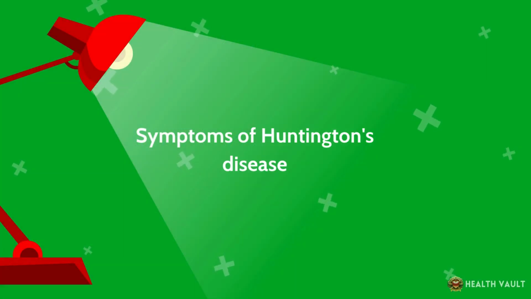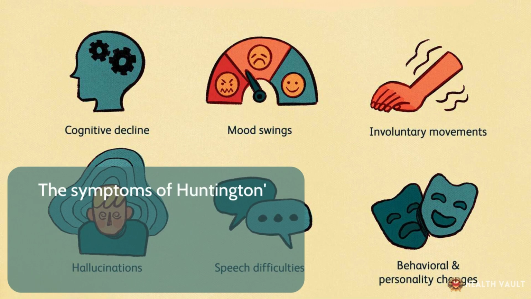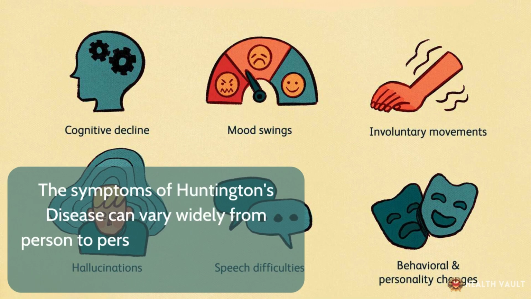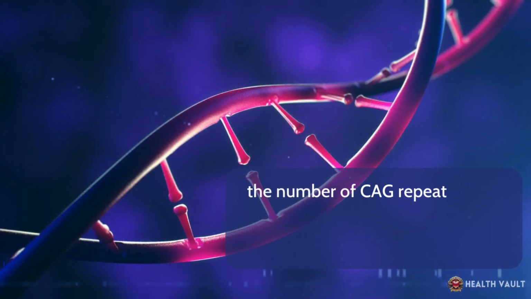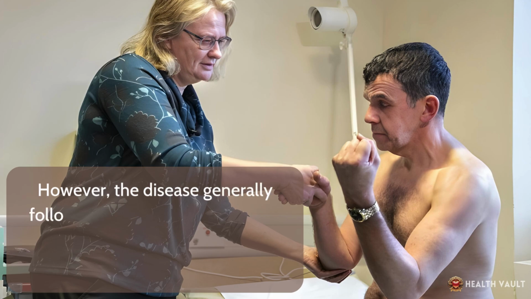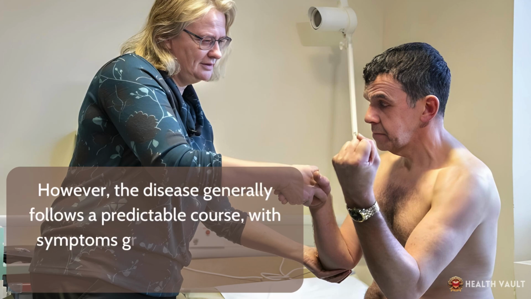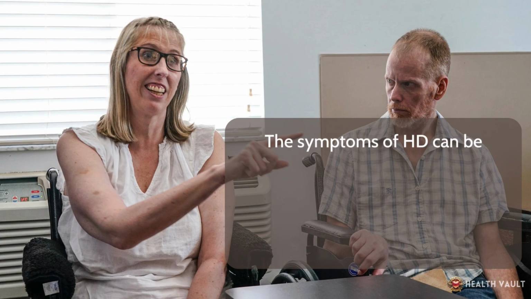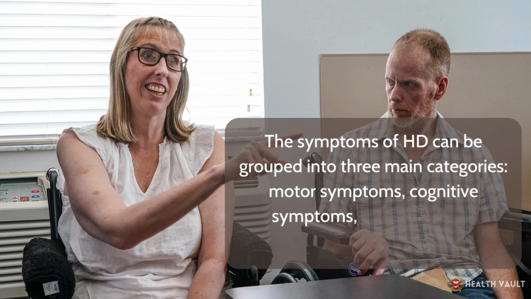Symptoms of Huntington's disease. The symptoms of Huntington's disease can vary widely from person to person, depending on the age of onset, the number of CAG repeats in the huntingtin gene, and the rate of disease progression. However, the disease generally follows a predictable course, with symptoms gradually worsening over time. The symptoms of HD can be grouped into three main categories: motor symptoms, cognitive symptoms, and psychiatric symptoms.